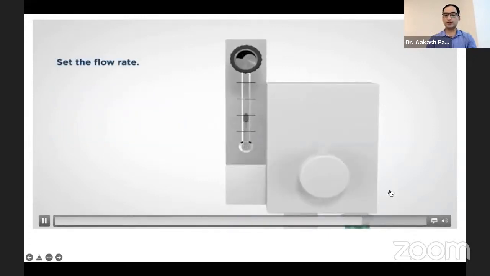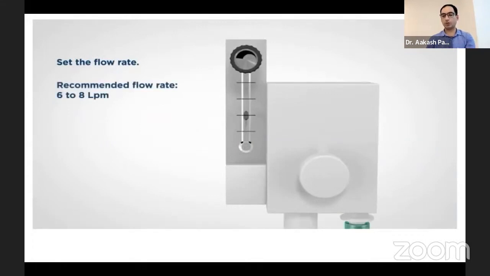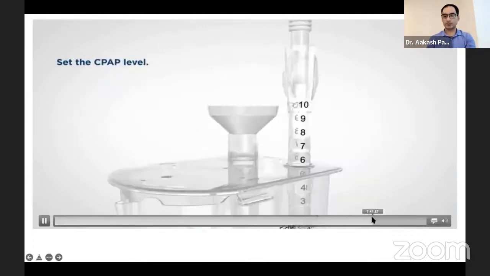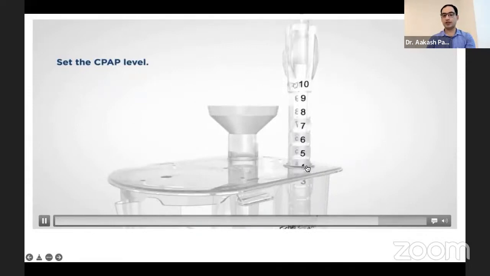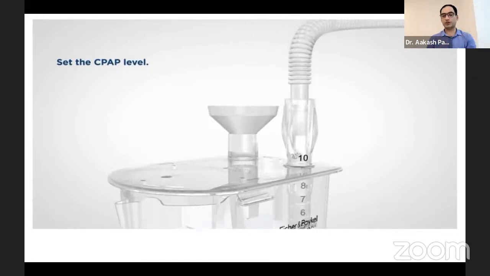So usually the flow rate is around 3 to 6 liters, and usually we do not require to go beyond 6. So as we discussed, this is the method to give the desired CPAP. Here, if you want to give a CPAP of 6, the 6 should be visible outside the chamber. The markings are between 3 to 10. That is, we can deliver pressures between 3 to 10.